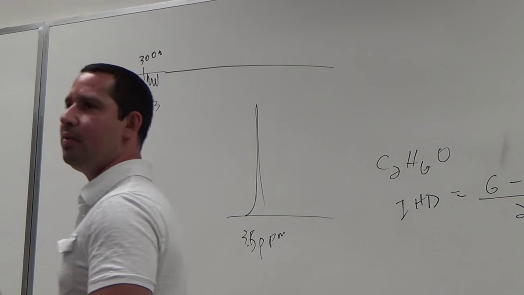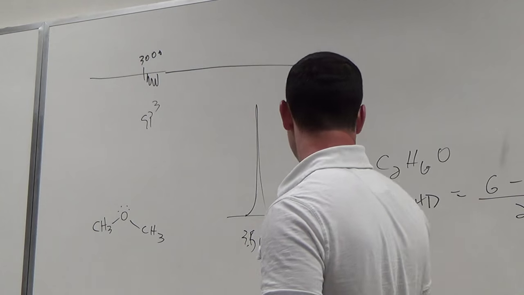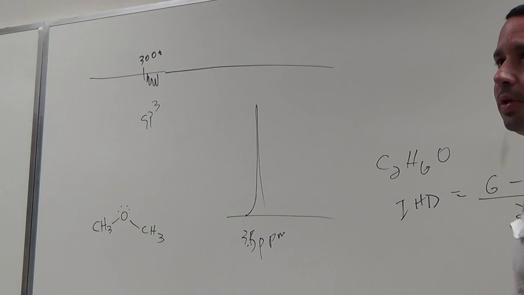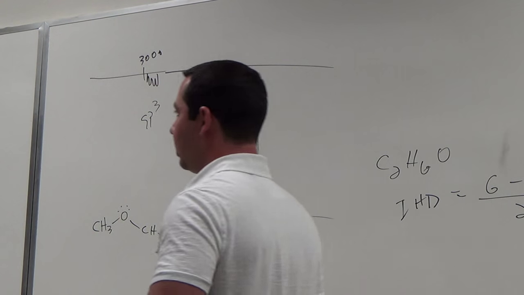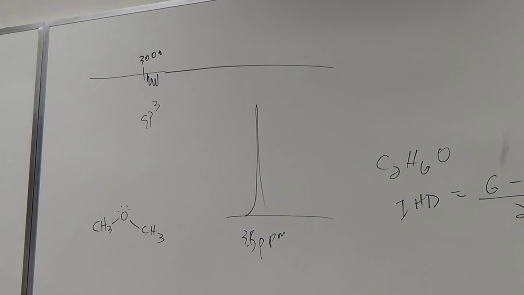Maybe on the test I give you a mass spec, or I give you one of these. Okay, so you have an idea. But this is telling us what? This here, SP3, SP3 hybridized. This is telling us? Carbonyl. So we have to have a carbonyl.